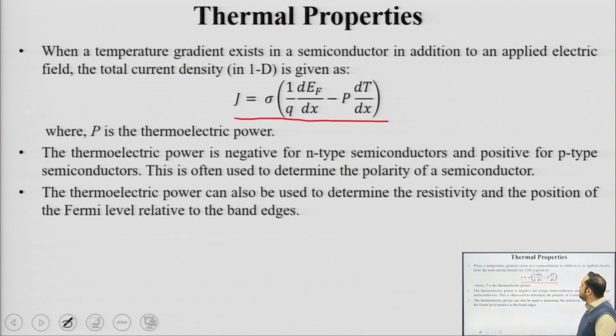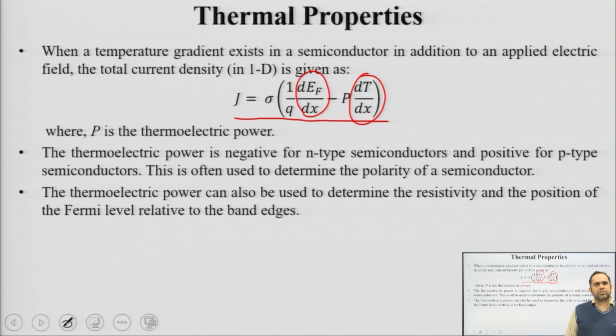Sigma is your conductivity, dEf by dx is the gradient in the energy band diagram, which happens when there is an electric field present, minus thermoelectric power P and the temperature gradient. So, you see electric field gradient with respect to distance and temperature gradient with respect to distance. So, instead of your general J equal to sigma E, you have a slightly modified equation in the presence of two sources of energy, one being the external electric field and another being temperature gradient.